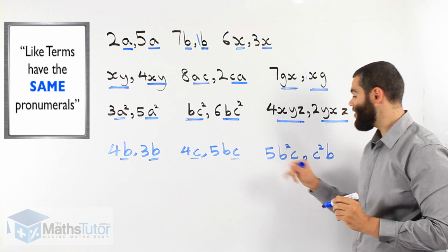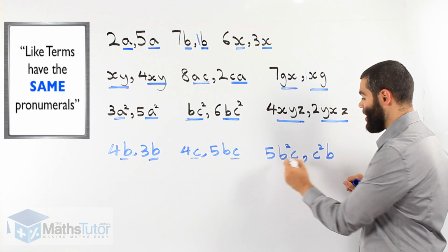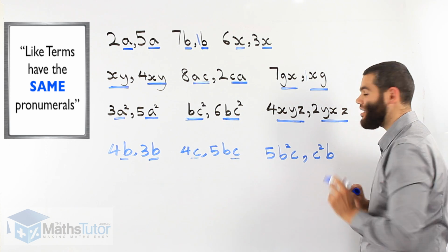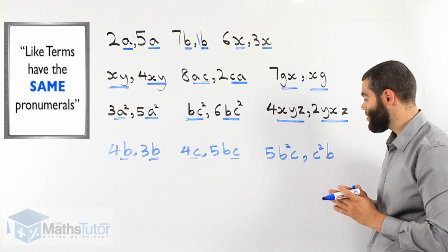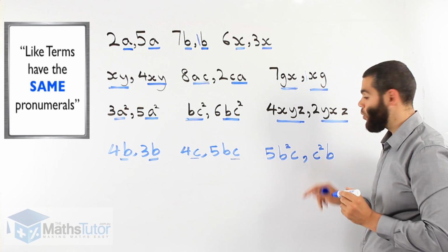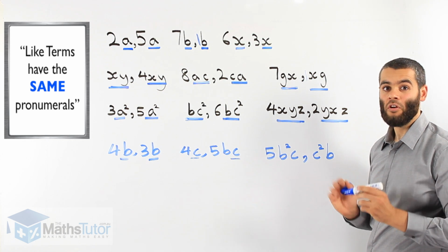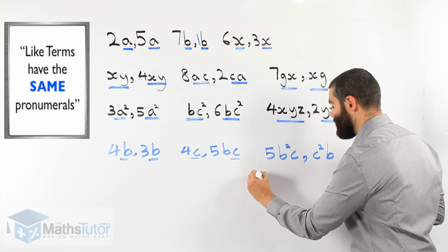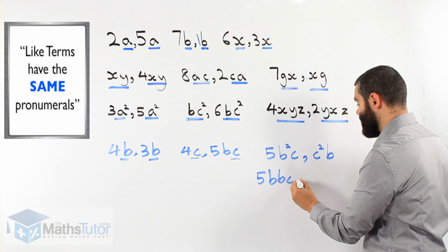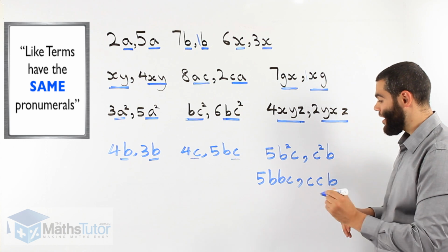5B squared C and C squared B. So we have a term here, 5B squared C, another term, C squared B. Well, are they like terms? We have a B squared, and here we only have a B. While here we have a C, and here we have a C squared. They are not like terms. Why? Because in reality, 5B squared C is BBC, but we write it in simpler form, and C squared B is really CCB. So they are actually different.